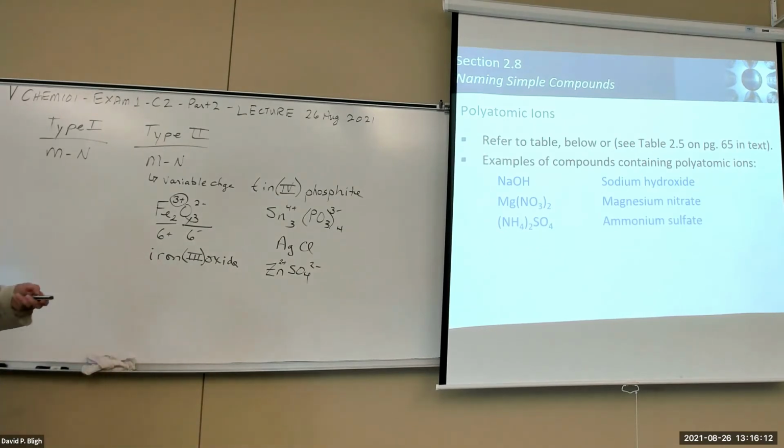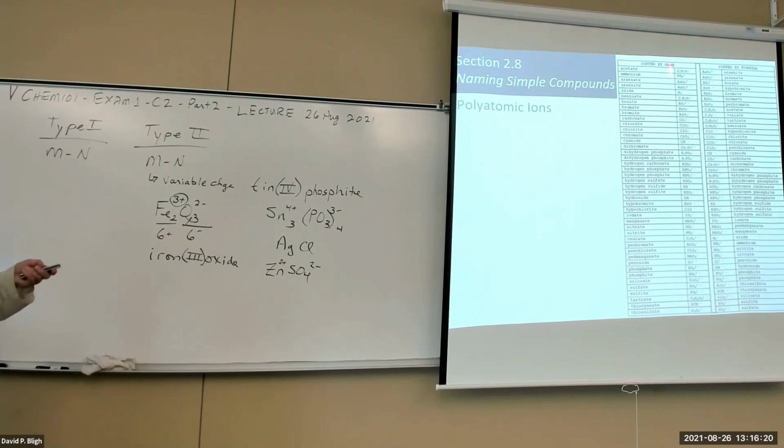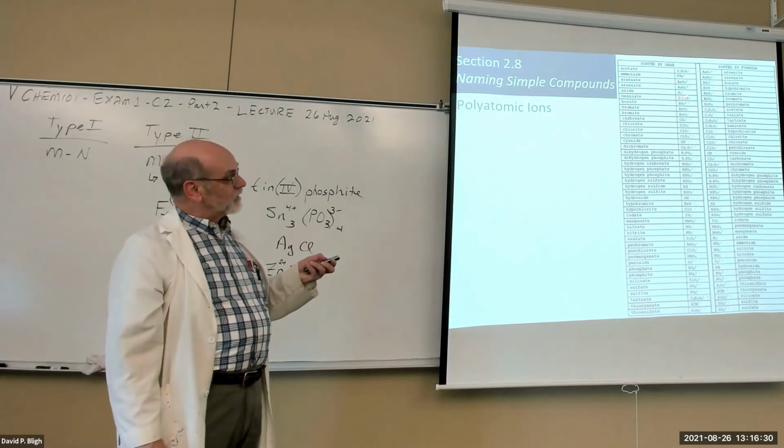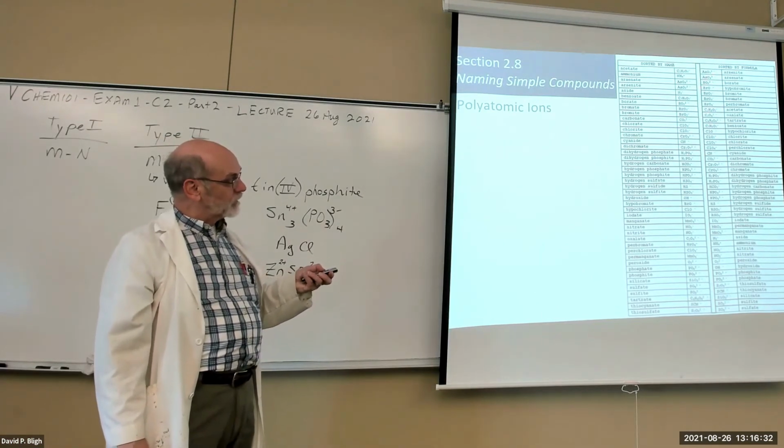Let's see. I showed you these already. So we should be good to go with those. That's the table I gave you. Notice on this side, it's got the exact same information as on this side. It's just sorted differently. This side is sorted by formula. This side is sorted by name.